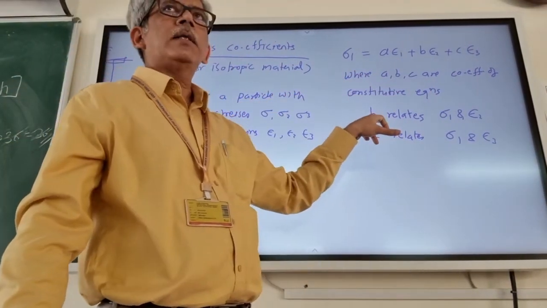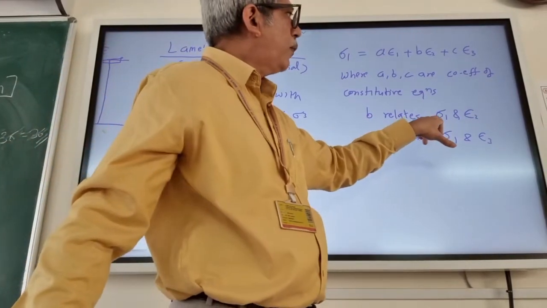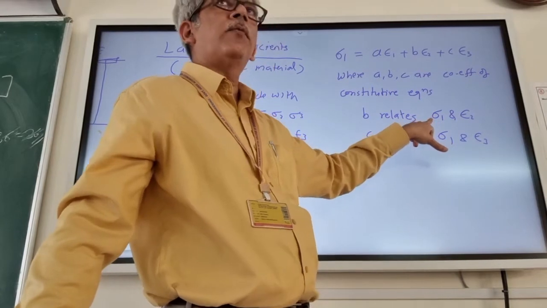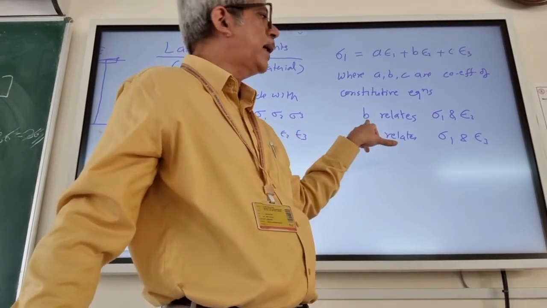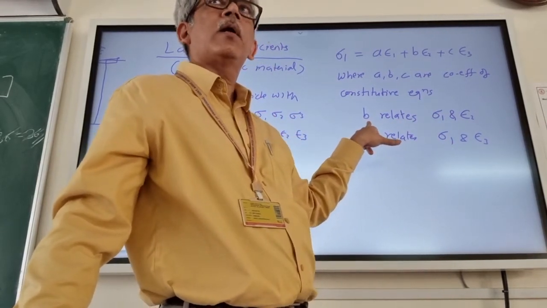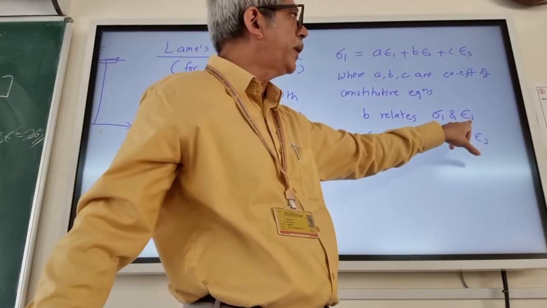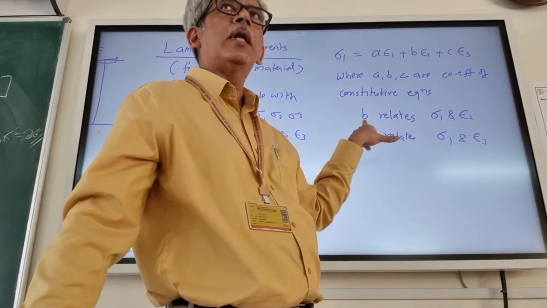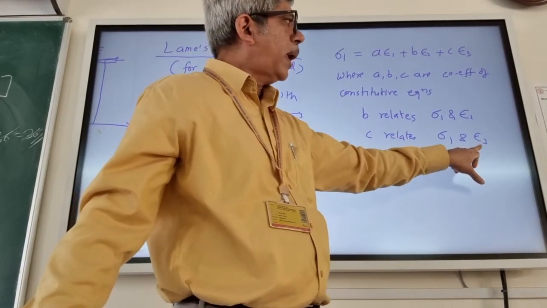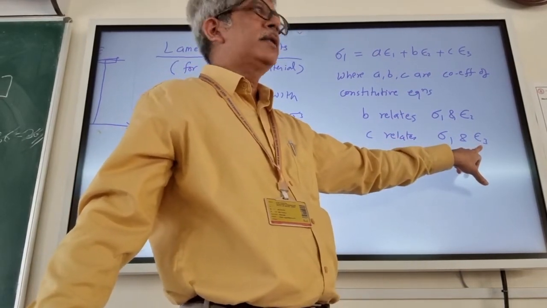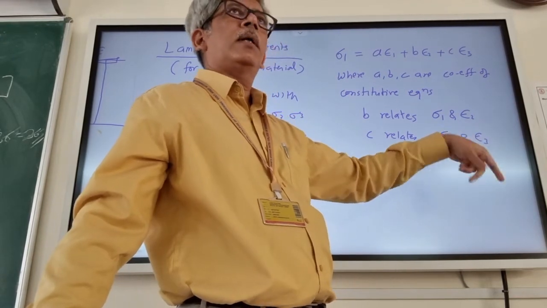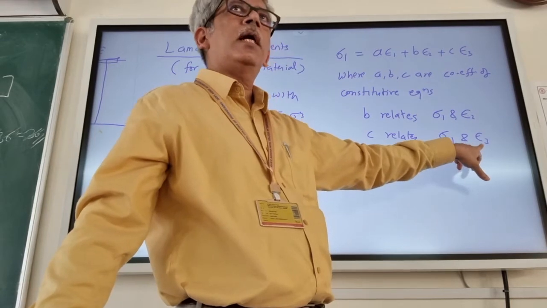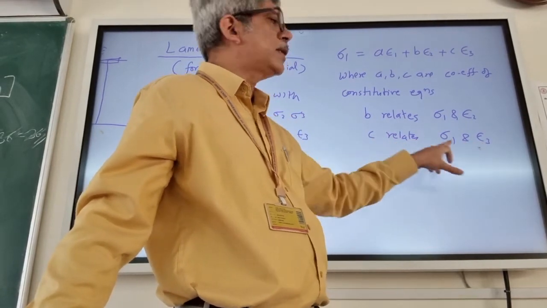Now since the material is isotropic, if epsilon 2 generates some value of sigma 1, which is related by this proportionality constant B, that means if you apply 1 unit of epsilon 2, you get B units of sigma 1. And in the second case, this epsilon 3 is nothing but a strain in the third direction. So if you apply unit strain in the third direction, you will get C units of sigma 1.